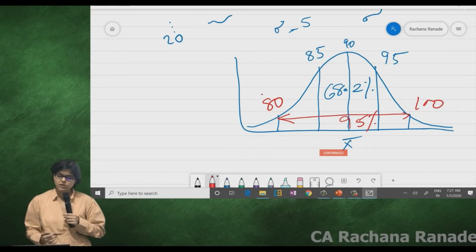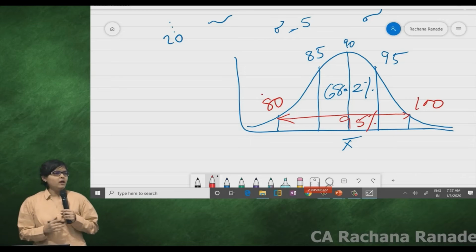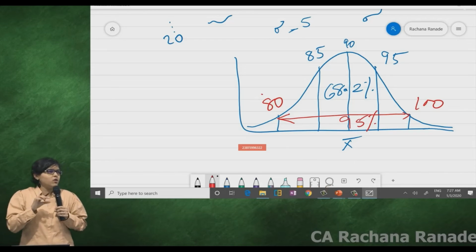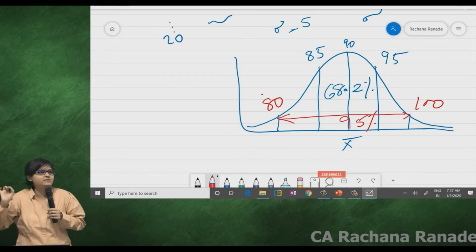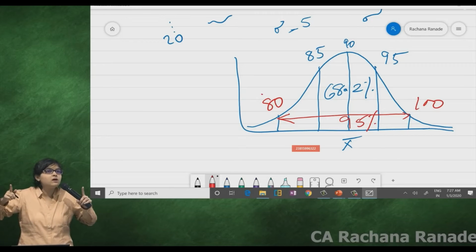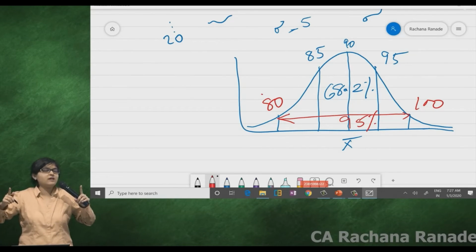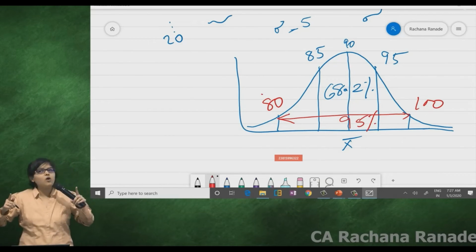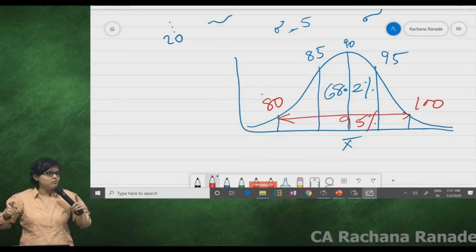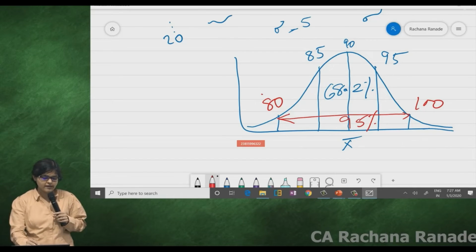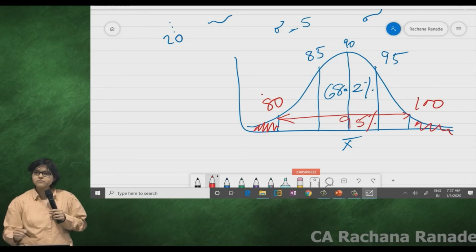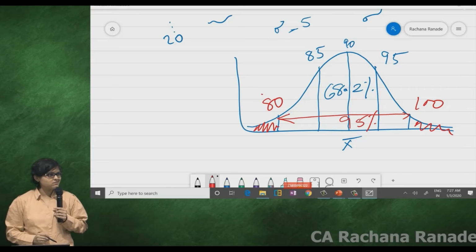So what did we say? What is the main theory behind Bollinger Band? 95% of your observations of stock prices will be within the 2 sigma deviations, either on the upper band or on the lower band. But there are these 5% mischievous people who are going to go out. 5% are going to go either below 80 or above 100. And these are going to be the ones who give us awesome returns.